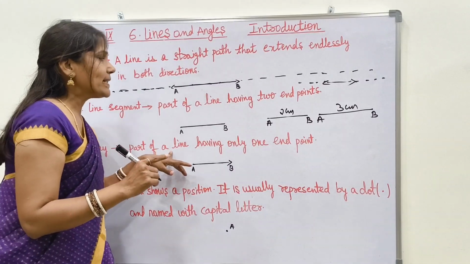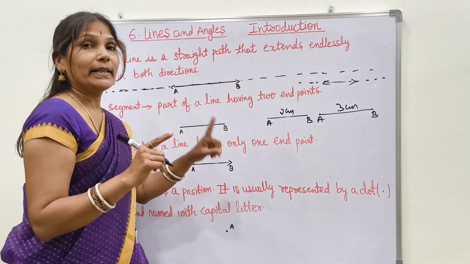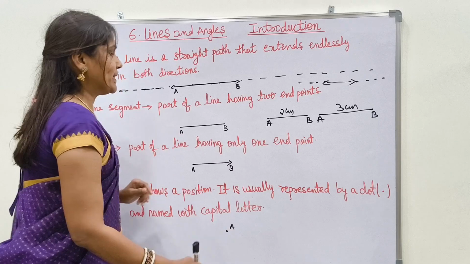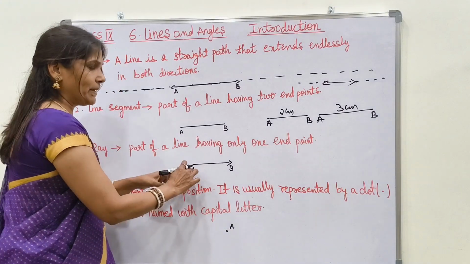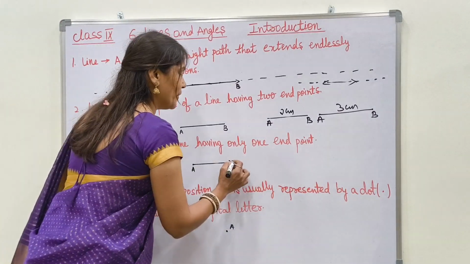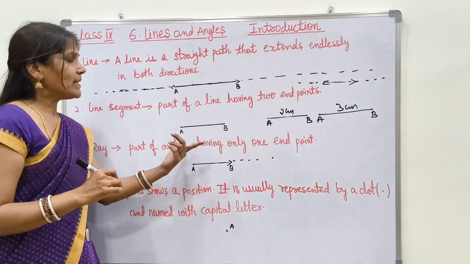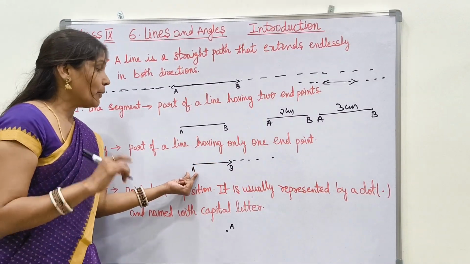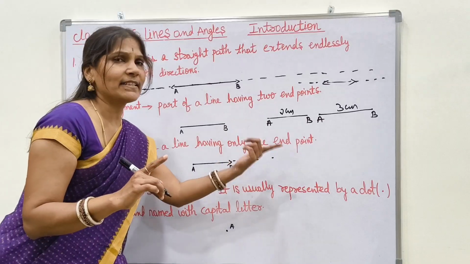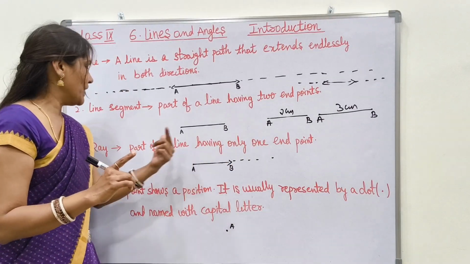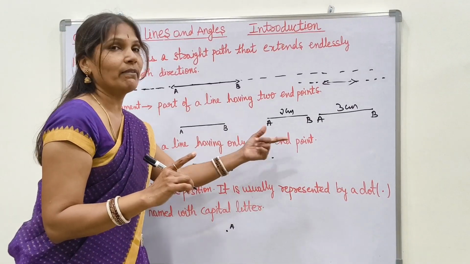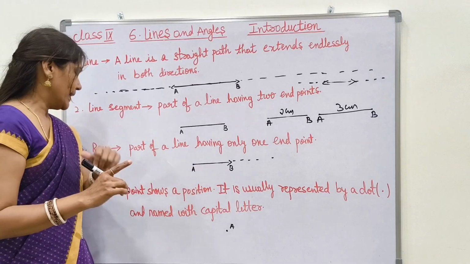Next we will go to ray. Ray means what? It is also a part of a line, but here only one end point. See here, example, the end point is here, but this side has no ending. You can extend this side. So this is called a ray. Ray is also part of a line, but with only one end point. One side you can extend. A part of a line having only one end point is called a ray.